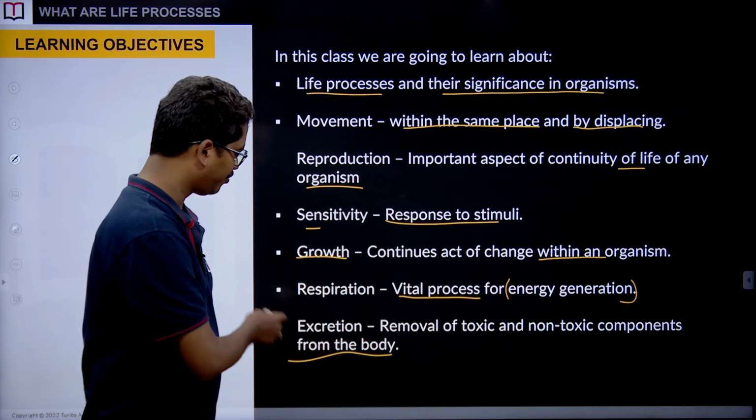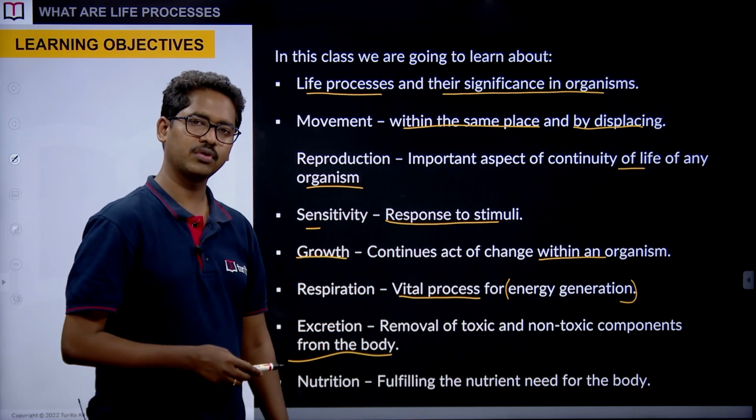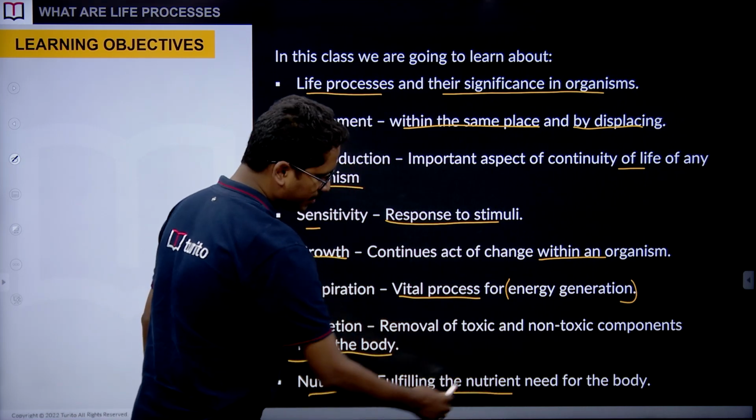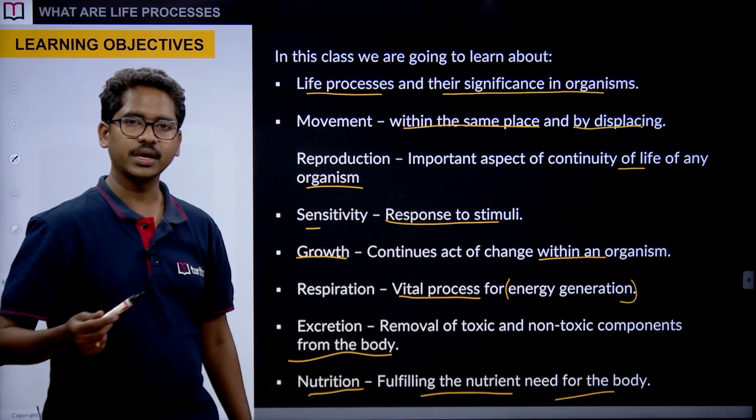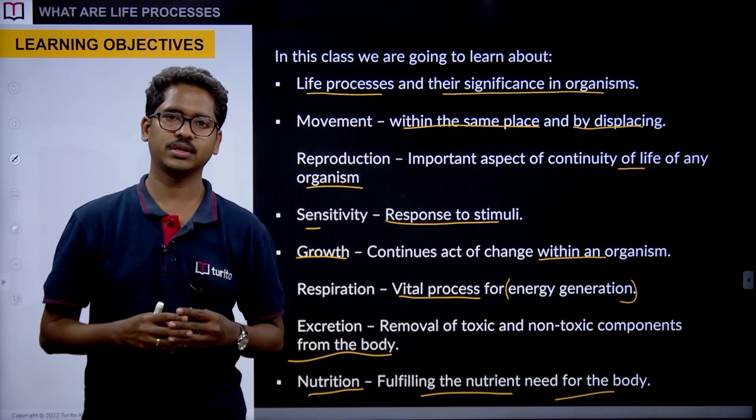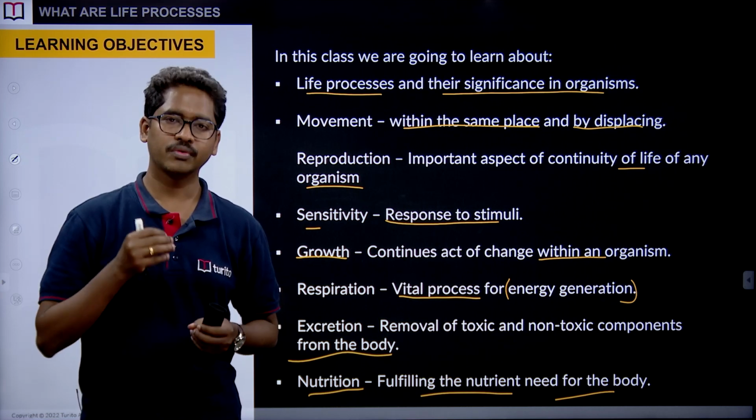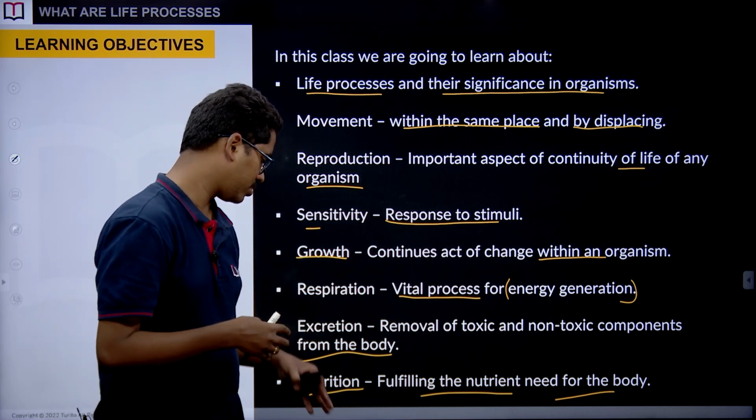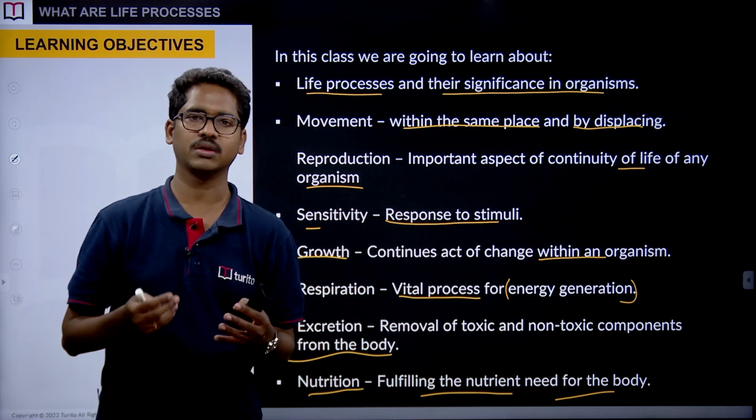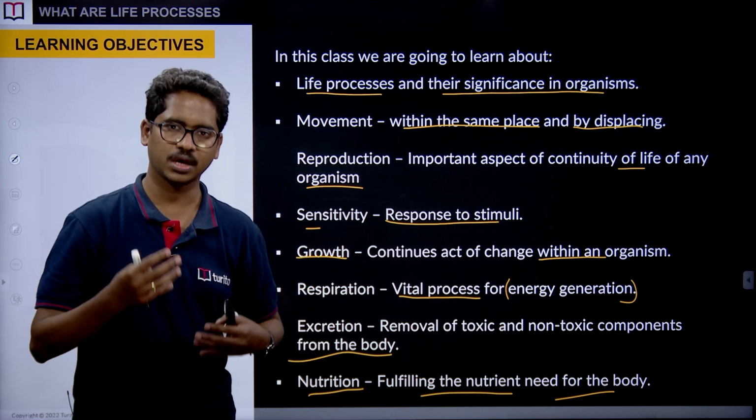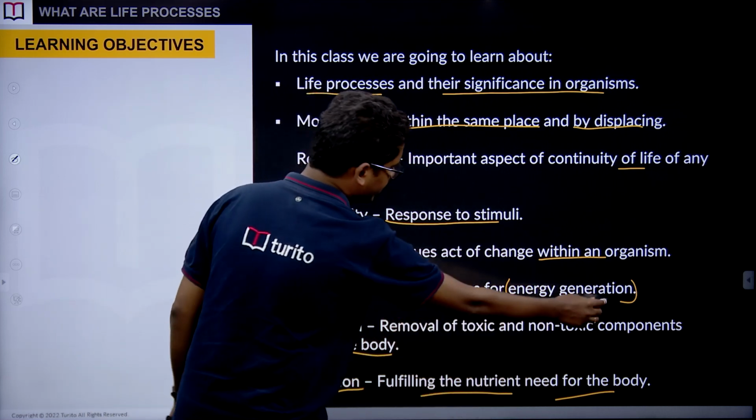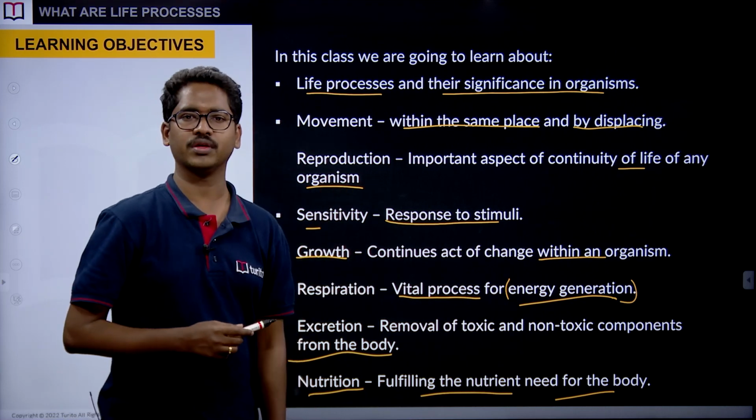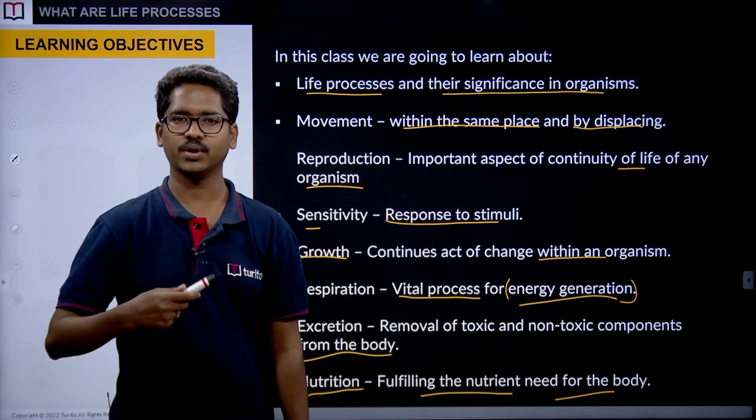If you observe, these are the life processes we are going to learn, followed by one of the important ones, nutrition, which is fulfilling the nutrient need of the body. When we consume food, that's an important need for any organism. We have been learning that because of food we get energy. It is a combination of nutrition and respiration together that gives us energy, but the respiration, the actual chemical reaction which occurs, is the one which gives us energy. So these are the learning objectives for today's session. We will be looking into each of them one by one. So let's begin here.